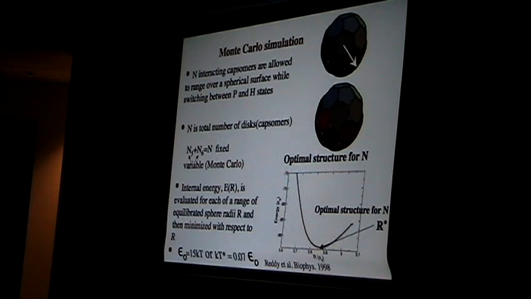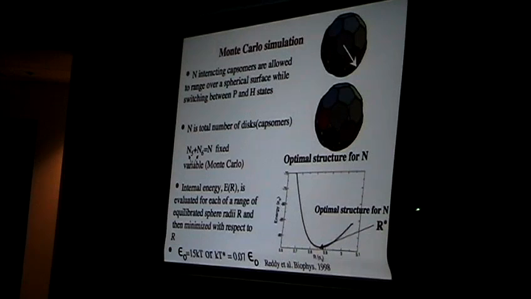Another component of this simulation is that I keep changing the radius of the sphere. The total number n is fixed, but I change the radius of the sphere and look at the energy. And then I find the optimal structure for a given n. So I find the optimal r.